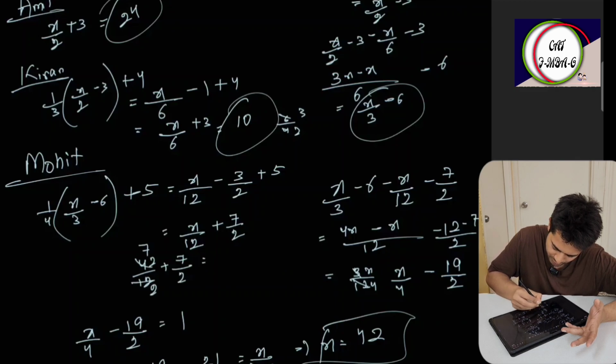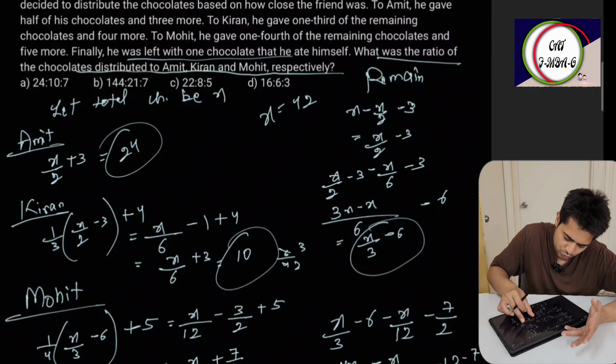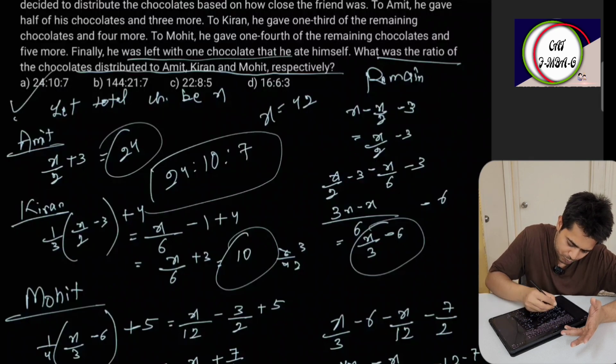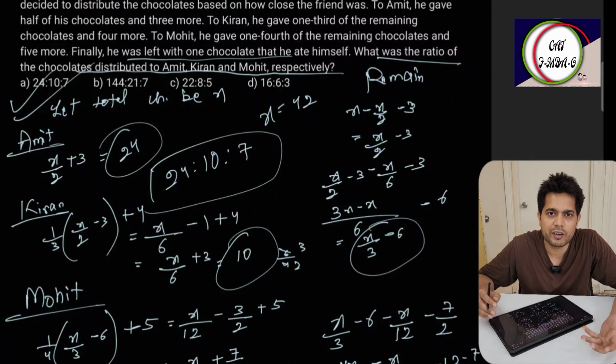6 to 12, 6, 7. So this is 7 by 2 plus 7 by 2. This is 7. So what is the ratio? Ratio should be 24 is to 10 is to 7. Option number A is the right answer. Okay, let's move to the next question.